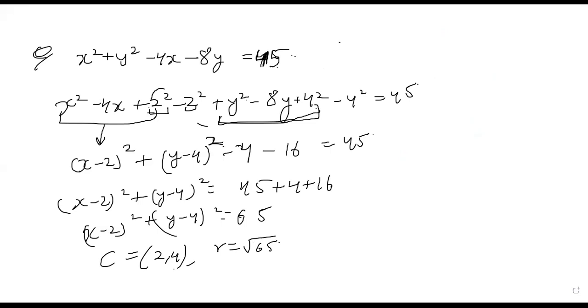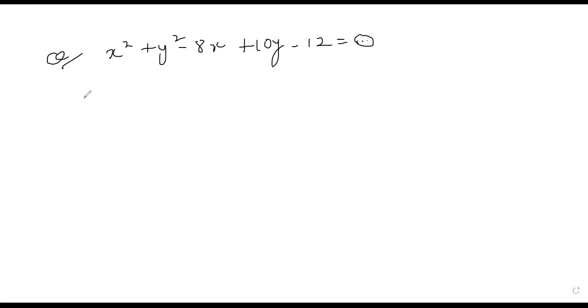Now can I erase? Yes, I've written. See, the question here is x square plus y square minus 8x plus 10y minus 12 equals 0. Now tell me the numbers which will be added and subtracted from this equation.